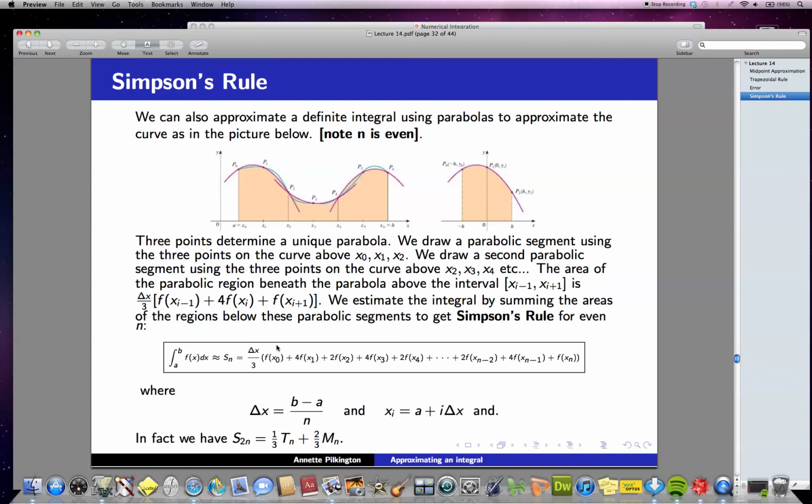So in all, when I add these, Simpson's approximation is delta x over 3 times f of x0 plus 4 times f of x1 plus 2 times f of x2 plus 4 times f of x3 plus 2 times f of x4, and so on, 4, 2, 4, 2, and the second last one is 4 times f of x_{n-1} plus f of x_n. So delta x is (b minus a) over n, and again x_i is the endpoint of the subinterval, a plus i times delta x.